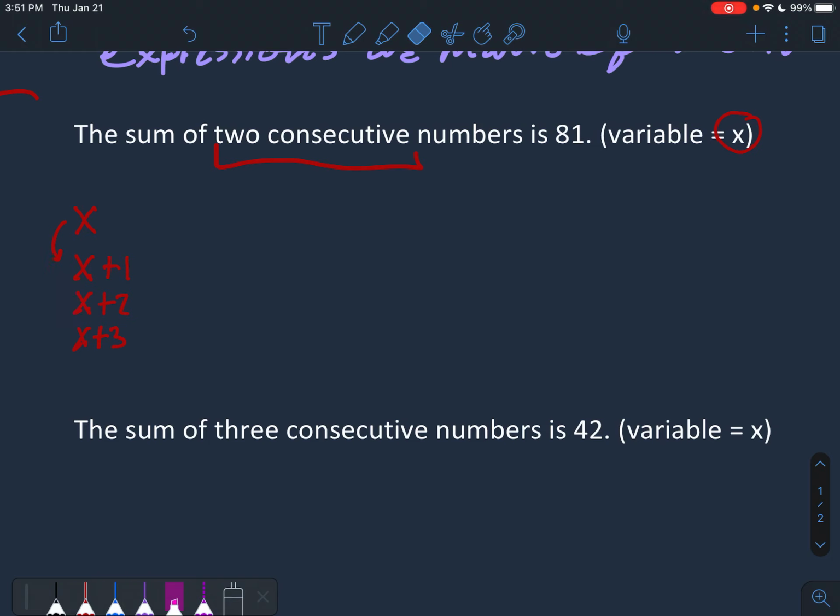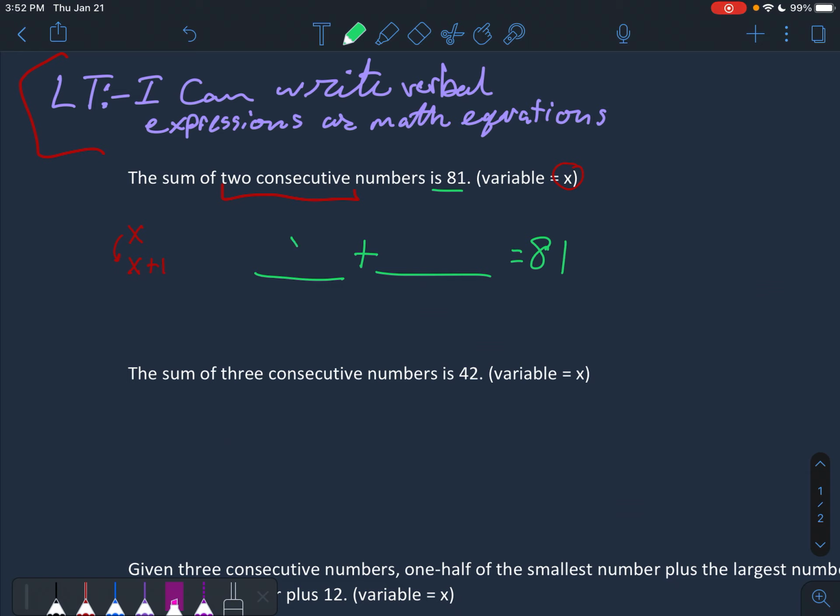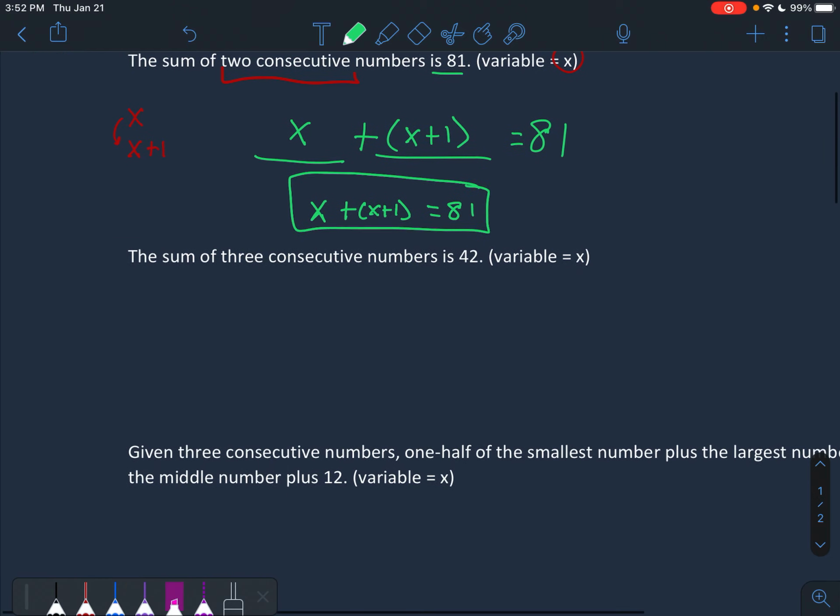Now, this particular problem is only talking about two consecutive numbers. We have the sum of two consecutive numbers. So sum, think plus, we've got two things that we're adding, is equal to 81. My first number in this situation is going to be x. My second number is going to be x plus 1. So the sum of two consecutive numbers, those numbers being x and x plus 1, is equal to 81, is going to look like that.